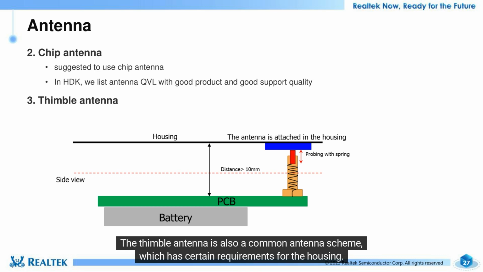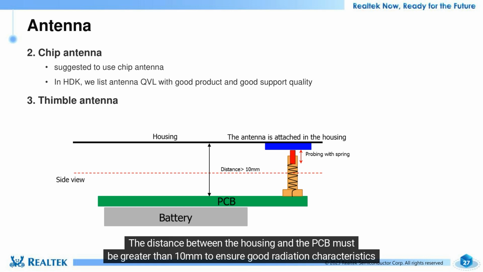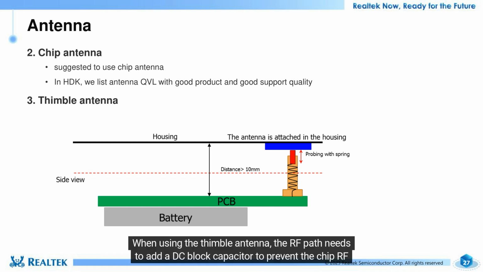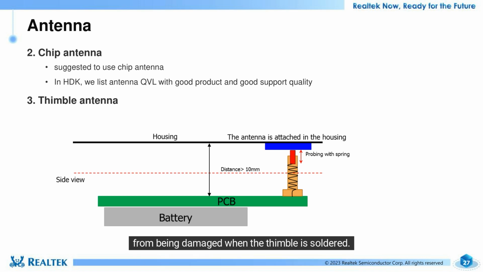The thimble antenna is also a common antenna scheme, which has certain requirements for the housing. The distance between the housing and the PCB must be greater than 10 mm to ensure good radiation characteristics of the antenna. When using the thimble antenna, the RF path needs to add a DC block capacitor to prevent the chip RF from being damaged when the thimble is soldered.